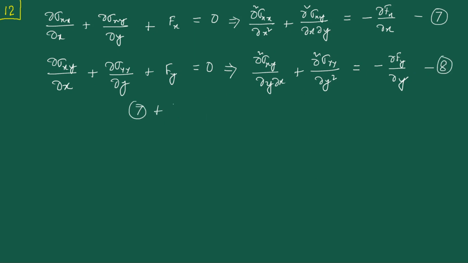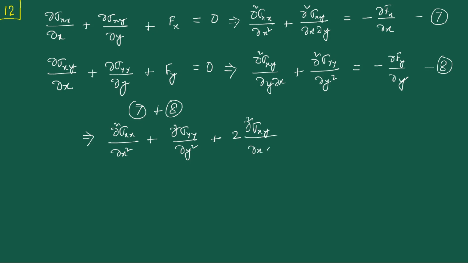And again, I add up 7 and 8 to obtain del square sigma xx del x square plus del square sigma yy del y square, plus del square sigma xy del x del y, because of the continuity of second order derivatives, the order of the derivatives does not matter. That is equal to minus of del fx del x plus del fy del y. Alright, so let's call this equation 9.